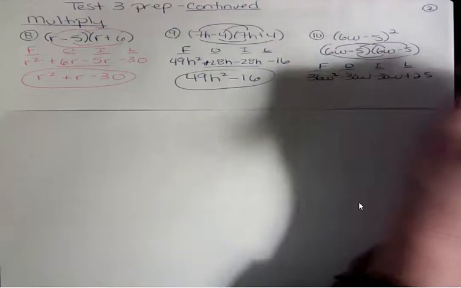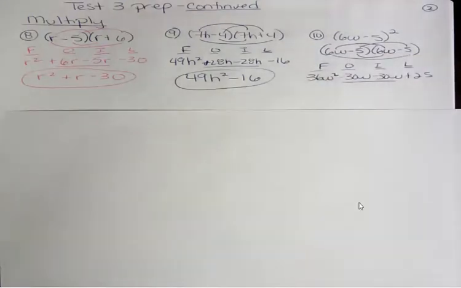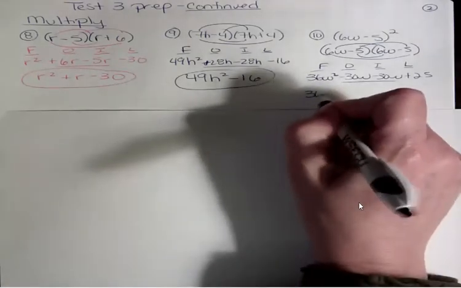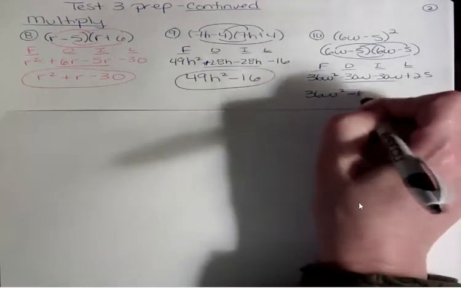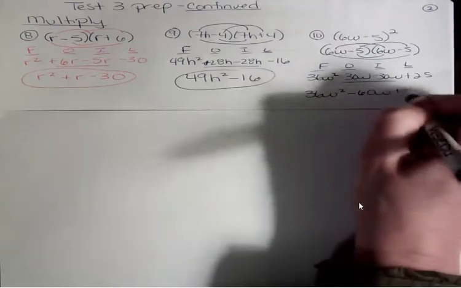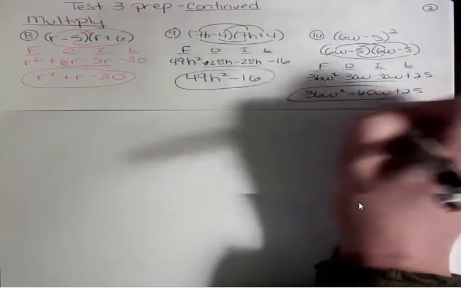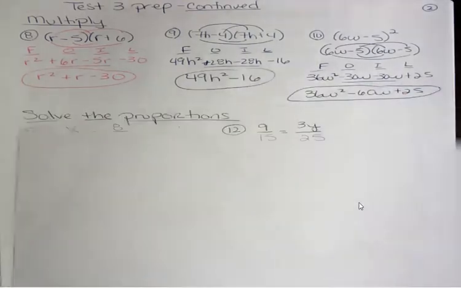And last, positive 25. These do not cancel out like the last ones. The last ones were opposites: one was positive, one was negative. These are both negative, so they don't cancel. I get 36w squared minus 60w plus 25. And there you go.